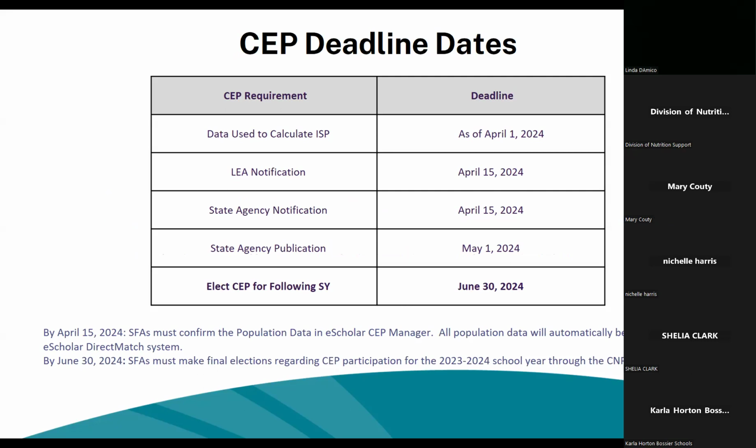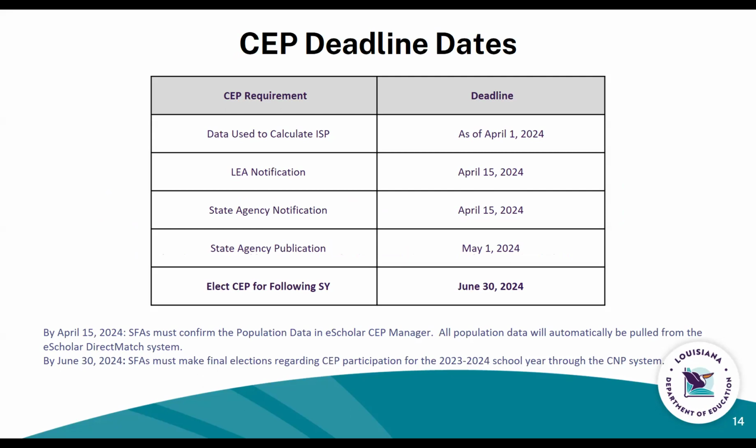So on this slide, you'll find a listing of the CEP deadline dates. The population data was due in eScholar on CEP Manager by April 15th. I want to thank everyone for submitting that in a timely fashion. Thank you so much. So all the population data has automatically been pulled from the eScholar Direct Match system into the CNP website. It's important to note that all SFAs must make final elections regarding CEP participation for the 2024-2025 school year through the CNP system by June 30th.